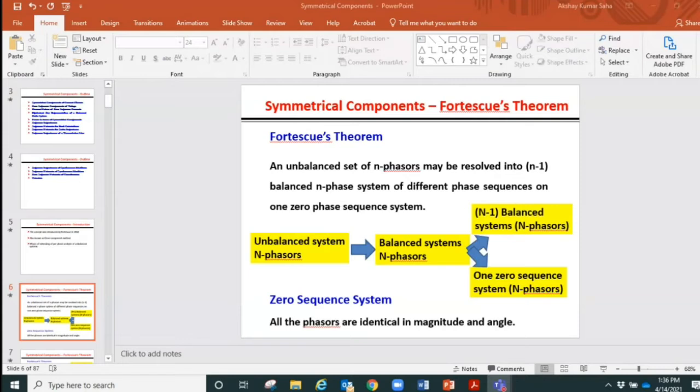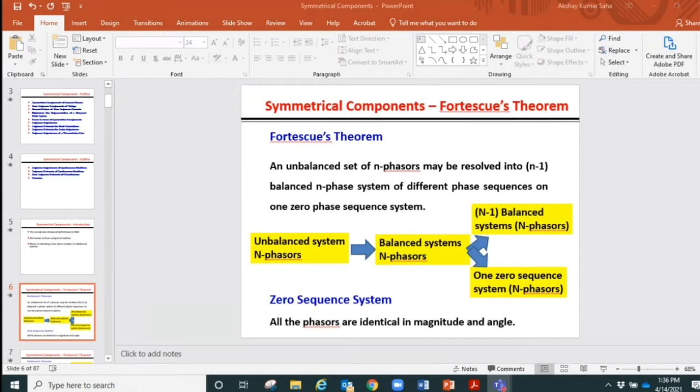The first one, ABC, is called positive sequence because we assume it to be positive. We could say it's negative. It's called positive sequence. And if we change it to ACB, then ACB is called negative sequence. So positive sequence and negative sequence. From now on, we have to remember these two terms.